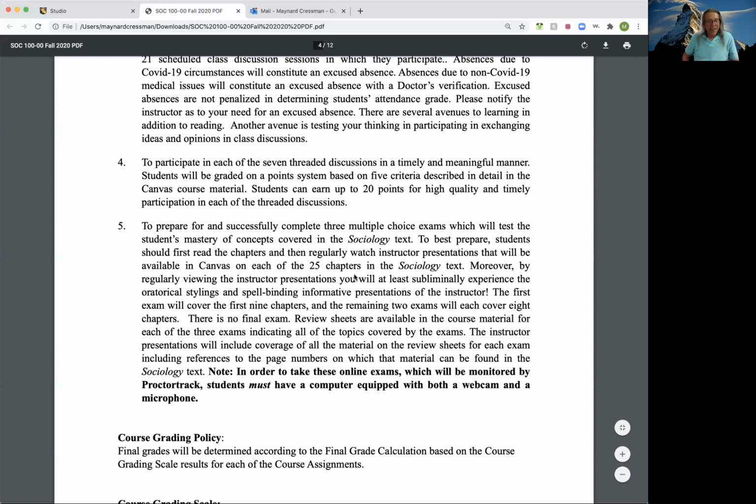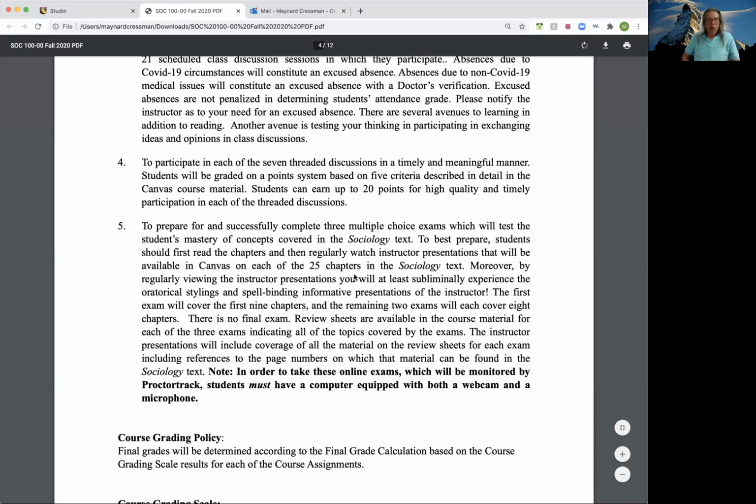Okay, moving on. As I said before, to best prepare, students should first read the chapters and then regularly watch instructor presentations that will be available in Canvas in each of the 25 chapters in the sociology text. So once again, read chapter 1, listen to Maynard's presentation on it while you have your book open and the review sheet handy. What review sheets? I'm getting to that. Moreover, by regularly viewing the instructor presentations, you will at least subliminally experience the oratorical stylings and spellbinding informative presentations of the instructor. Damn, I'm proud of that sentence.